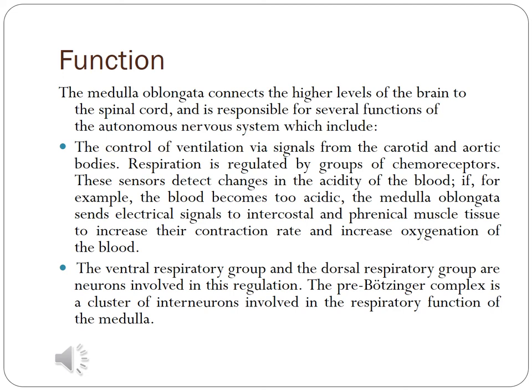These sensors detect the changes in the acidity of the blood. For example, if the blood becomes too acidic, the medulla oblongata sends electrical signals to the intercostal and the phrenic muscle tissue to increase the contraction rate and increase the oxygenation of the blood. So what does that mean? That is helping in the respiratory system. And in respiration, jo hamare chemoreceptors hote hain jisme hame pata lagta hai ki increase of oxygen and decrease of the carbon dioxide and hamari requirement, hame hypoxia kab hota hai, that is all controlled by the medulla oblongata. The ventral respiratory group and the dorsal respiratory group are the neurons involved in the regulation. Both groups are involved in the regulation of the respiration.